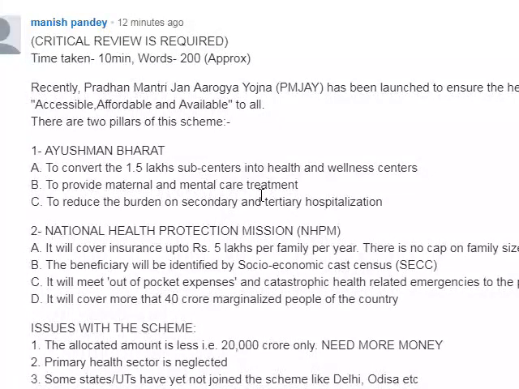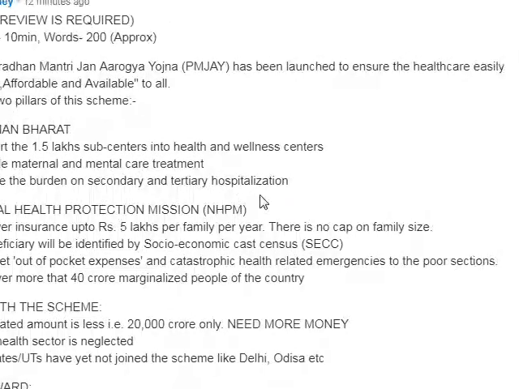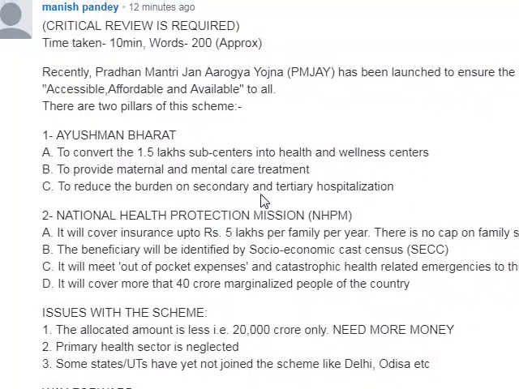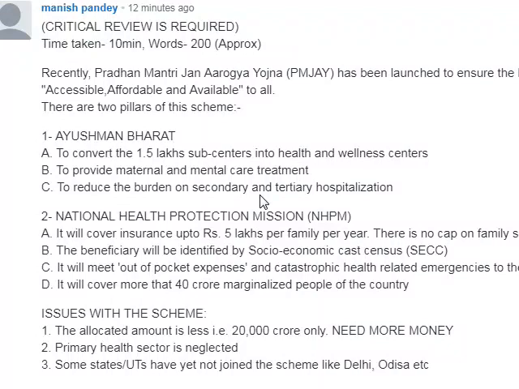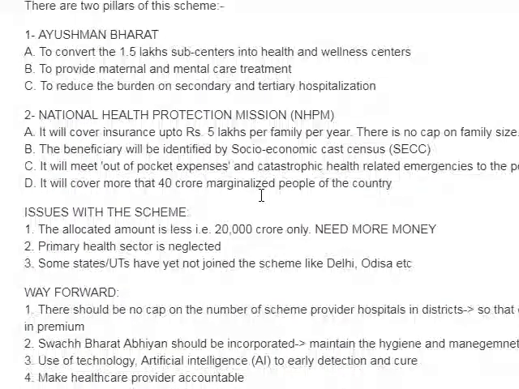Recently, Pradhan Mantri Jan Aarogya Yojana has been launched to ensure that healthcare is easily accessible, affordable, and available to all. There are two pillars of this scheme. First, Ayushman Bharat, to convert the 1.5 lakh sub-centers into health and wellness centers to provide maternal and mental care treatment, to reduce the burden on secondary and tertiary hospitalization.